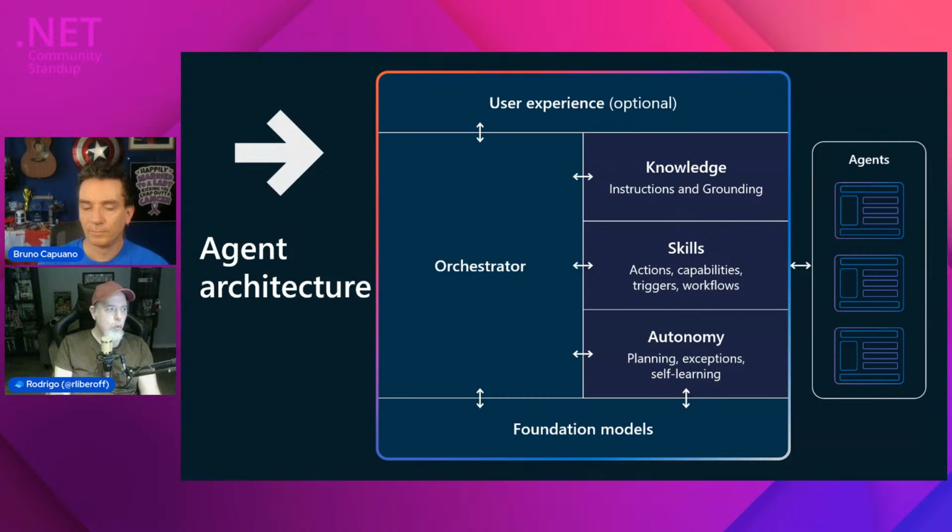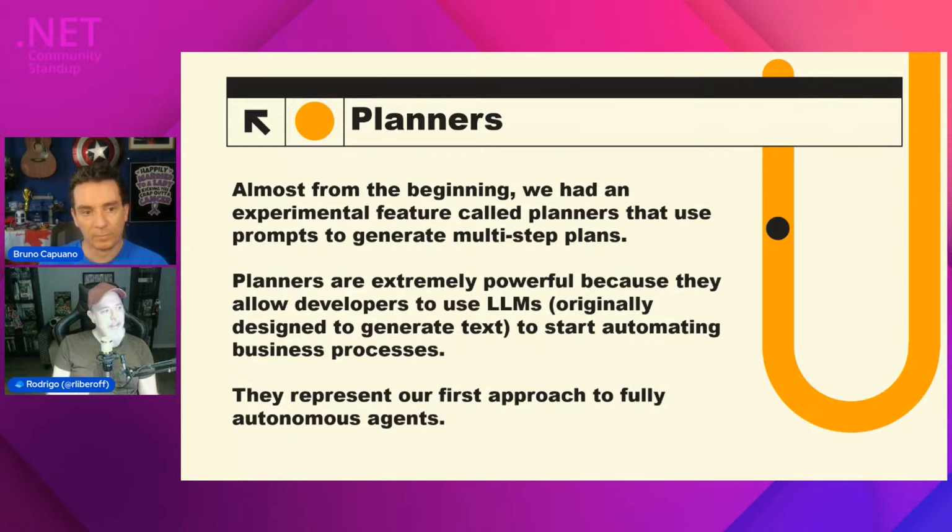Semantic Kernel is not going to work at the user experience level. That's clear. We have other tools that are much better to do that. But it's going to work at the orchestration level, skills level, autonomy level, and the communication between agents, as we are going to see in the demo that I had prepared. Okay? And then come the planners.